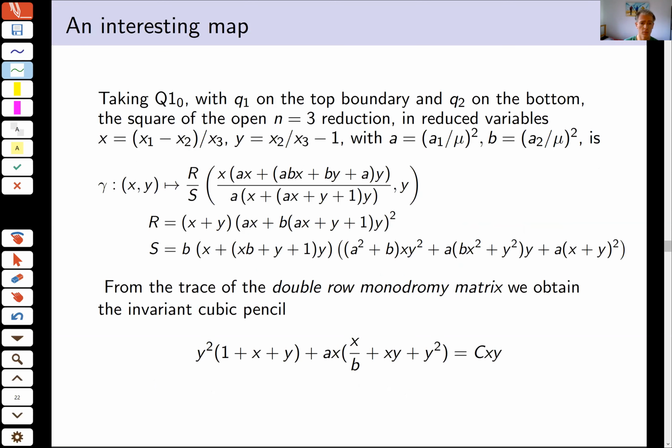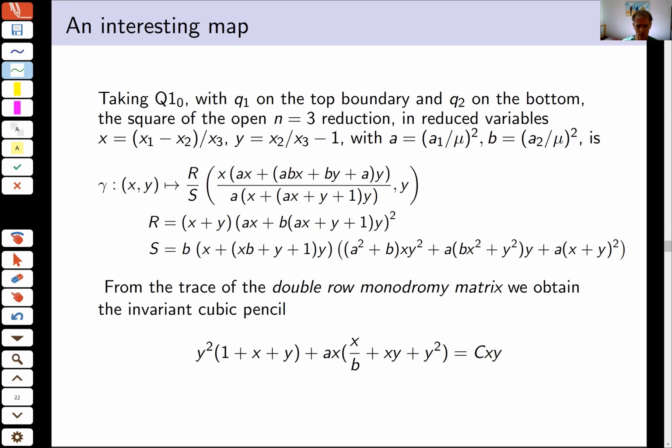Now here is one example that I want to share with you. We take this equation Q1 that was on the slide before. We take n is 3, we do the reduction, and we take the square of that so that we really get integrals, and we introduce some reduced variables, and in these variables we get a map of the plane, and we get an invariant cubic pencil that is left invariant by this map.